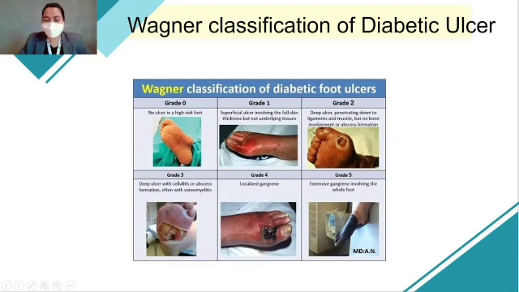And for grade 4, it could be wet or dry gangrene. There is a localized gangrene here. And for grade 5, there is an extensive gangrene indicating higher risk for amputation.